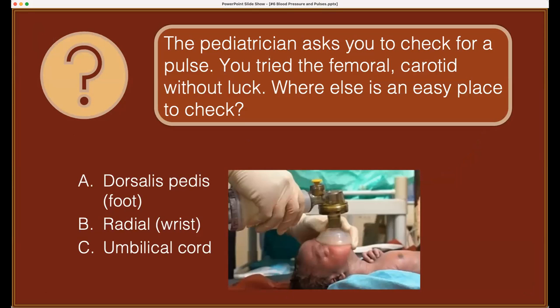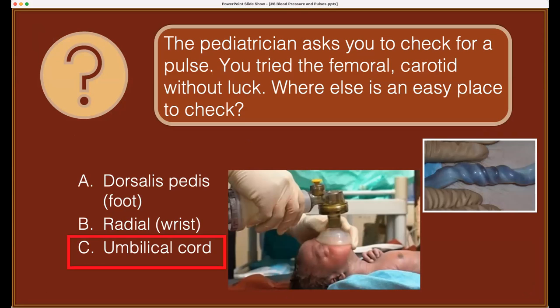So question, where are you going to check? You've checked the femoral, carotid, you can't find any pulse. Where is another easy place to check? Would you go for the foot, the wrist, or the umbilical cord? The answer is the umbilical cord.